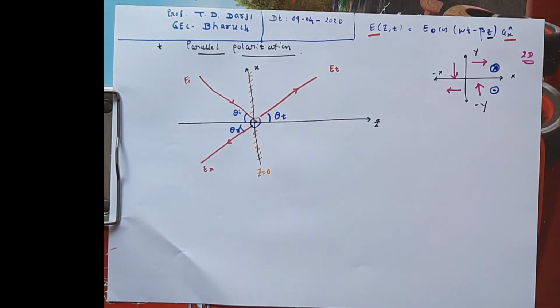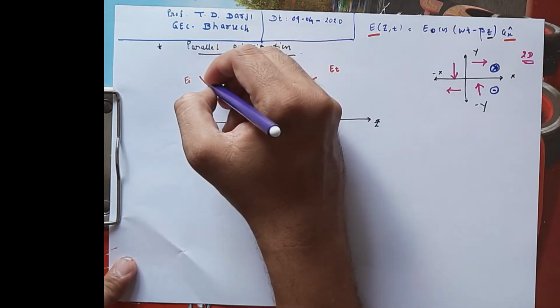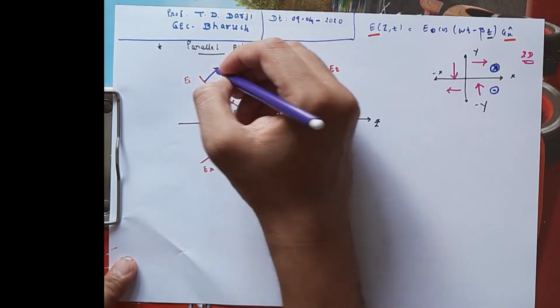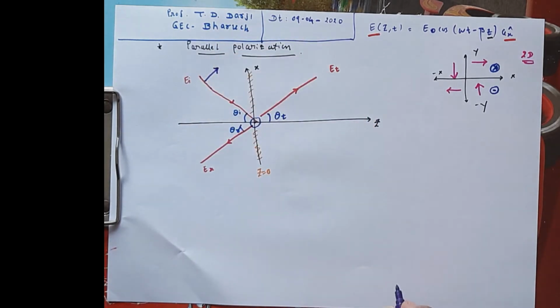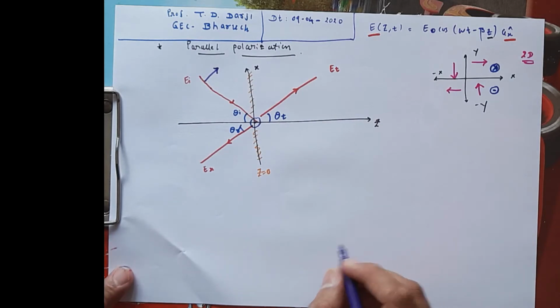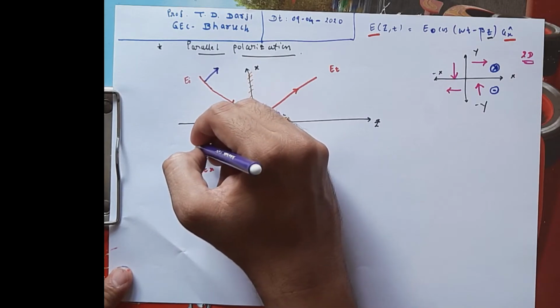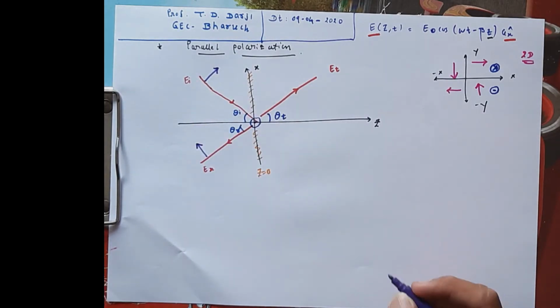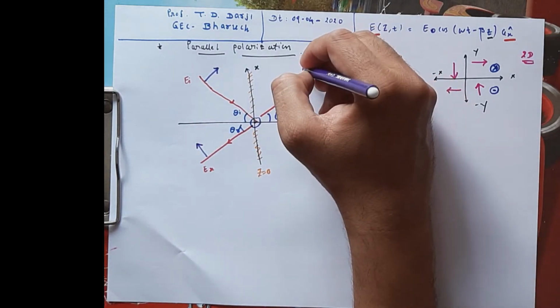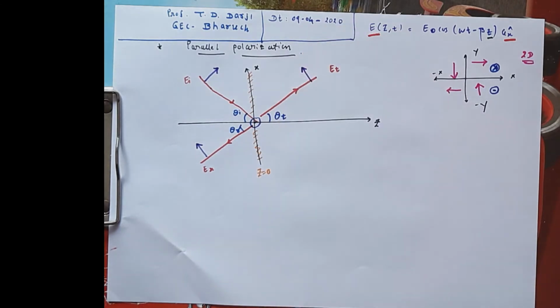So this one is the direction of the electric field. Okay, it is the incident electric field. Which one is the reflected electric field? This is the reflected electric field. And which one is the transmitted electric field? This one is my transmitted electric field.